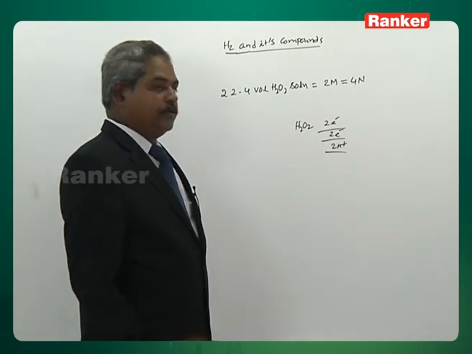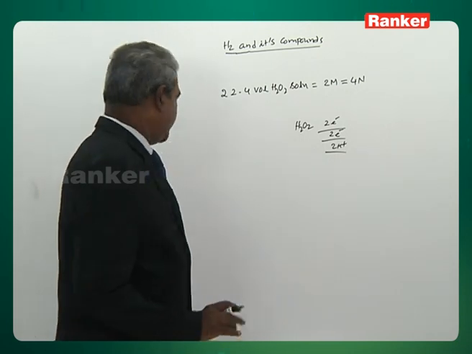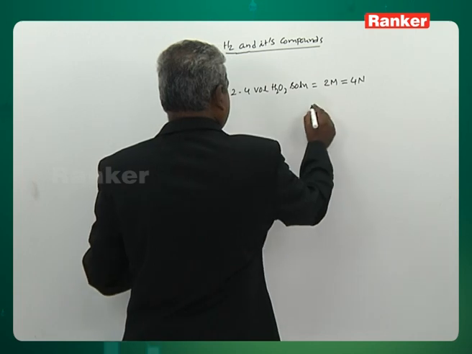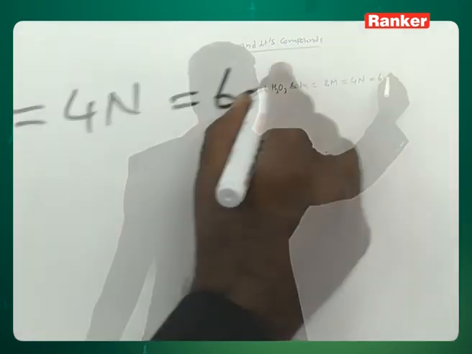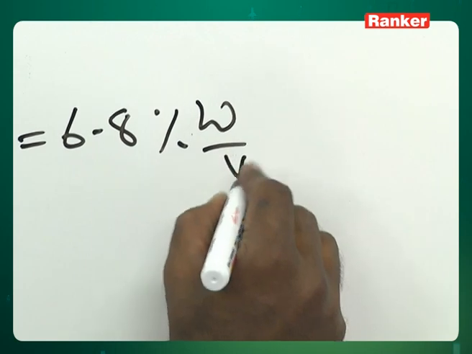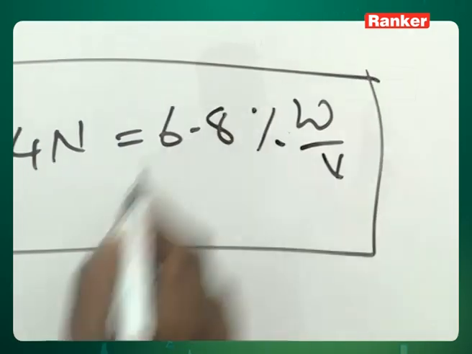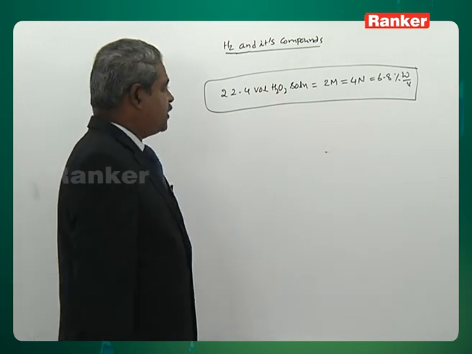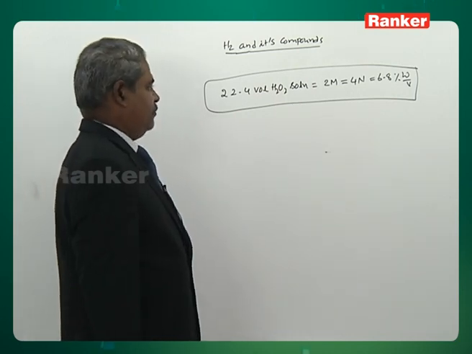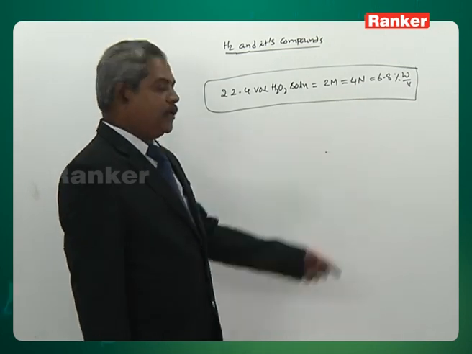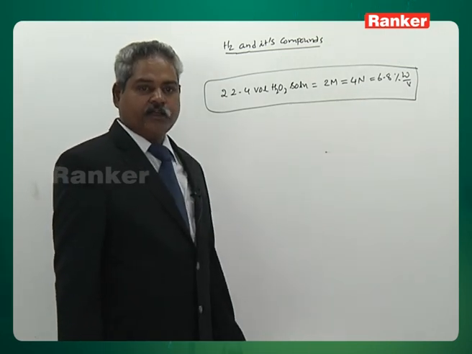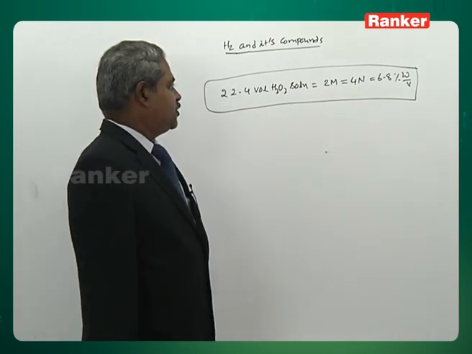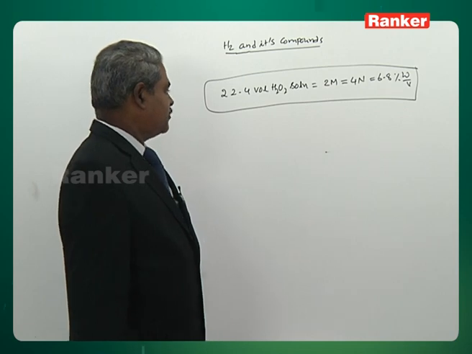Its n-factor is 2. Therefore, 1 mole is equal to 2 equivalents. So, 4 normal and 6.8% weight by volume. This is it. 22.4 volume H2O2 solution means 2 molar, 4 normal, 6.8% weight by volume, means 68 grams in 1 liter, 6.8 grams in 100 ml, 6.8% weight by volume.